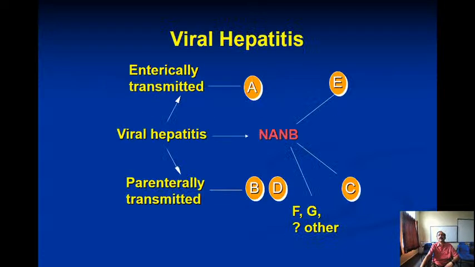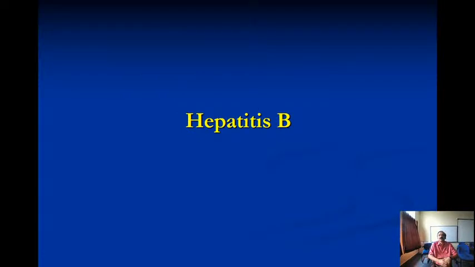Okay. So here we are, viral hepatitis, enterically transmitted viral hepatitis A, and we had non-A, non-B hepatitis, which was E, C, B and D, and then parenterally transmitted B and D. Now we come to know that viral hepatitis E is transmitted enterically and viral hepatitis C is parenterally transmitted. F and G and others are coming up, we will not discuss those.